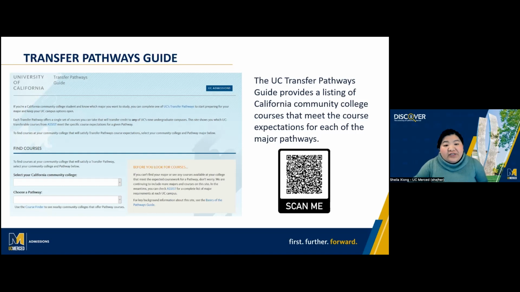What's really important to note is that Transfer Pathways Guide does provide you general information, but it will not provide you campus-specific information. This is a great way to get started if you're just trying to figure out courses that you need to take. However, once you've identified your campuses, then you can utilize Assist to find that major preparation requirements.